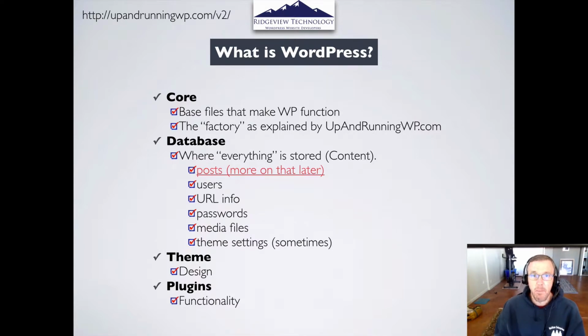You can use something like BuddyPress and make your site look like Facebook, and it can be a member site or whatever. There's all kinds of functionality that you can do in plugins. So those are basically the four pieces that I see when you're looking at a WordPress site.